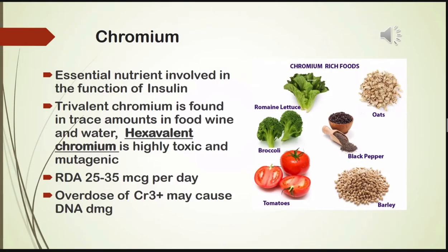The hexavalent chromium is highly toxic and mutagenic. The RDA for chromium is 25 to 35 micrograms per day, and overdose of the physiologically important trivalent chromium may cause DNA damage.